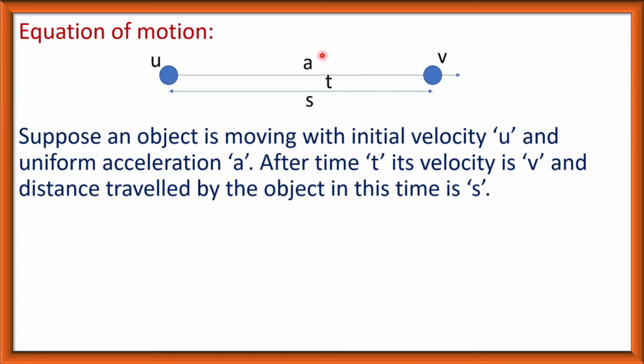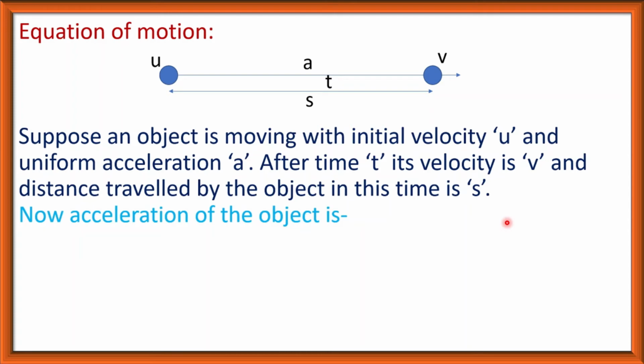Here uniform acceleration means with constant acceleration, the velocity will change at a constant rate, that is, the magnitude and direction of the acceleration will remain constant. That means this is the uniform acceleration. Here time is t and the distance traveled in this time t is s. From this point to this point, the displacement is s.